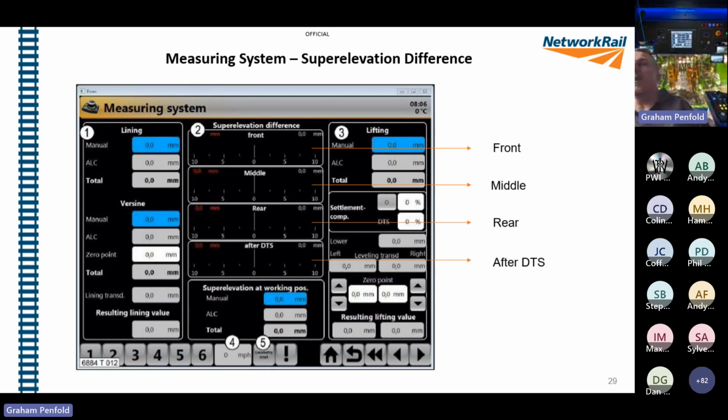Just to show you where they are on the measuring screen, you can also look at these digitally on here. So you can see what your cross levels are for your front, middle, and rear, and DTS if you're using DTS.